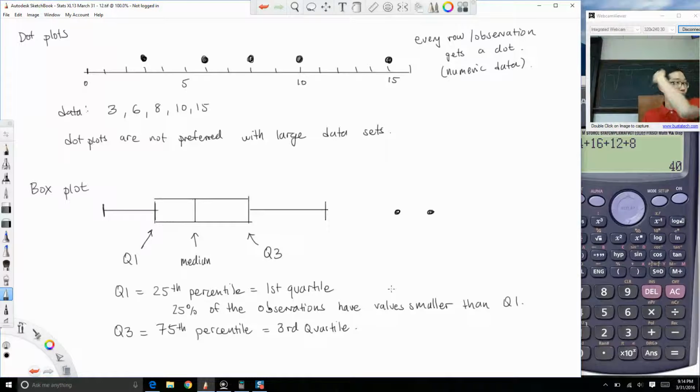If you have 20 values in your data set, Q1 is the spot where 5 values are smaller. If you have 100 data points, Q1 is the spot where 25 values are smaller, and Q3 is the spot where 75 values are smaller. The median is the spot where half of your values are smaller, so the median is also Q2, or the 50th percentile. Half are larger, half are smaller.